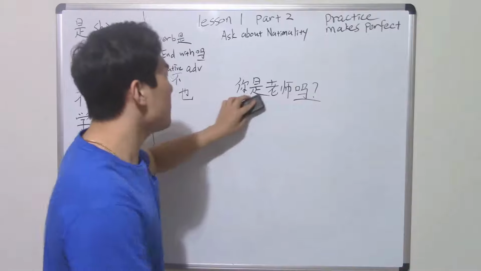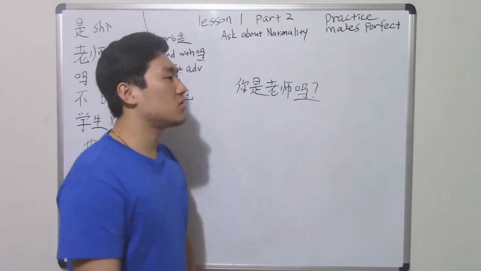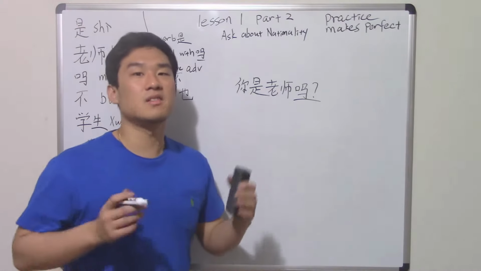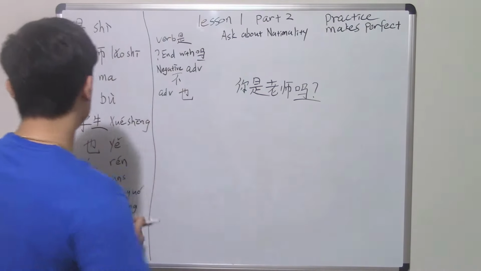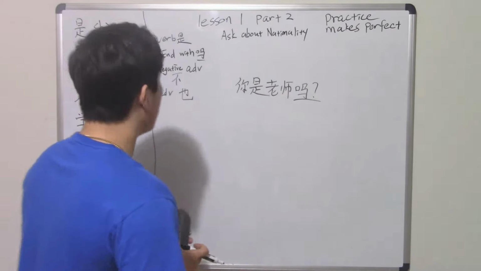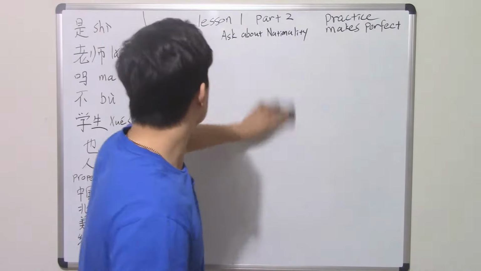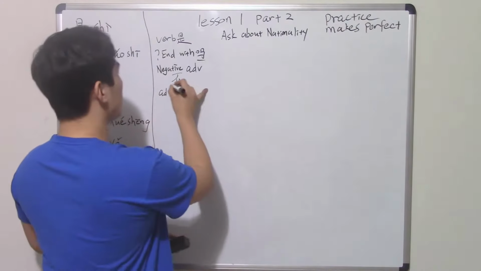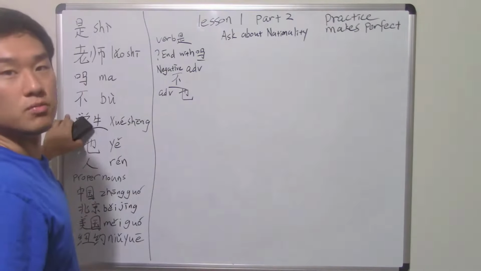So pretty simple. That's pretty much what ma means. Basically a statement that's already been declared. That's what ma is, okay? So the next one here, negative adverb, 不, okay? This one here, 不, right?